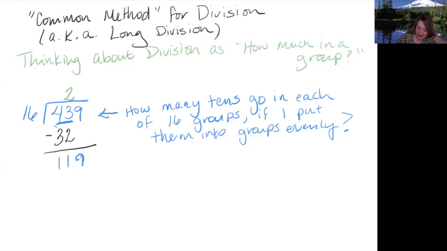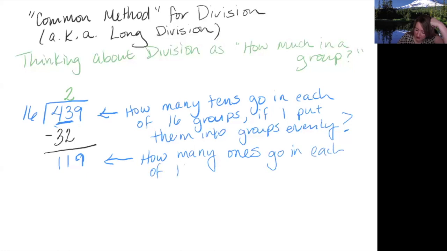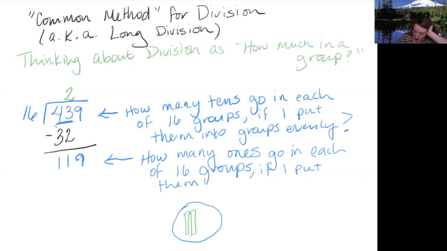So this is pretty intense here. Now I have 119 ones, and I'm saying how many ones go in each of 16 groups. You can imagine I'm building my groups. I'm not going to draw 16 groups, but here's one of my groups. So far I've put in 2 tens, so I'm going to draw a 10 bar. So far I've put in 2 tens. And now I need to think about how many ones would go into each of 16 groups if I put them into groups evenly.